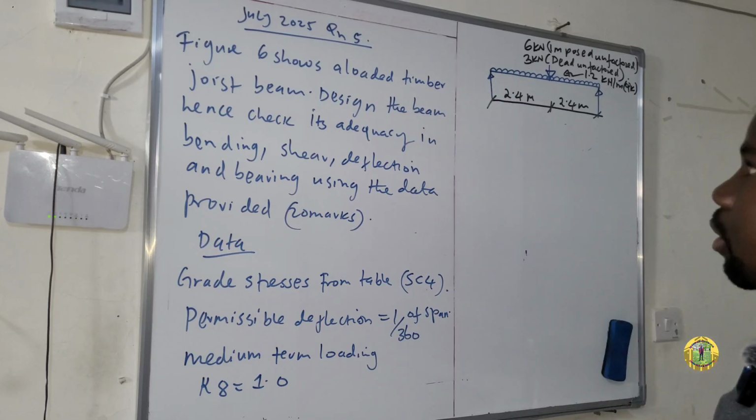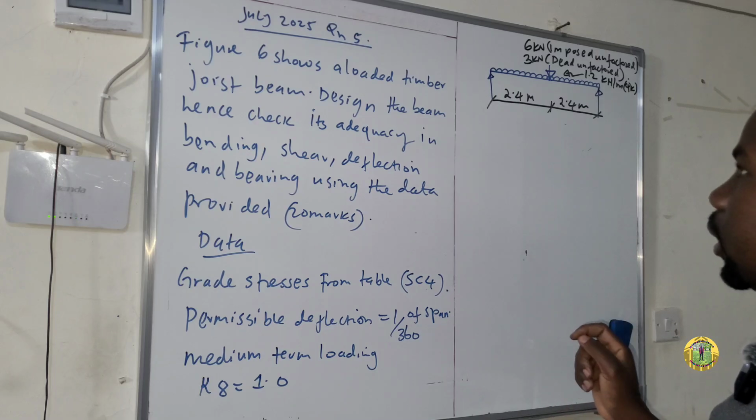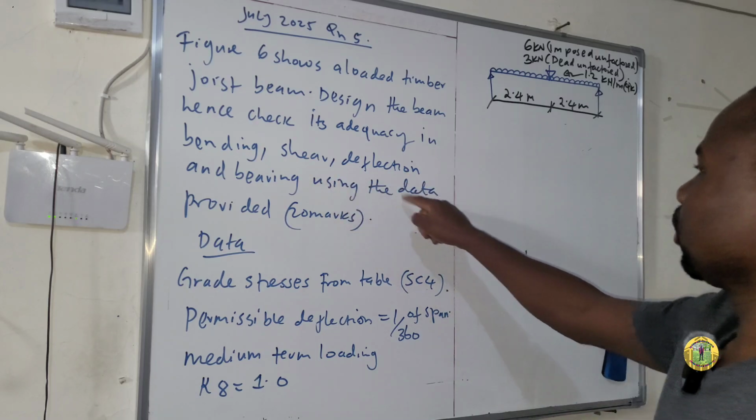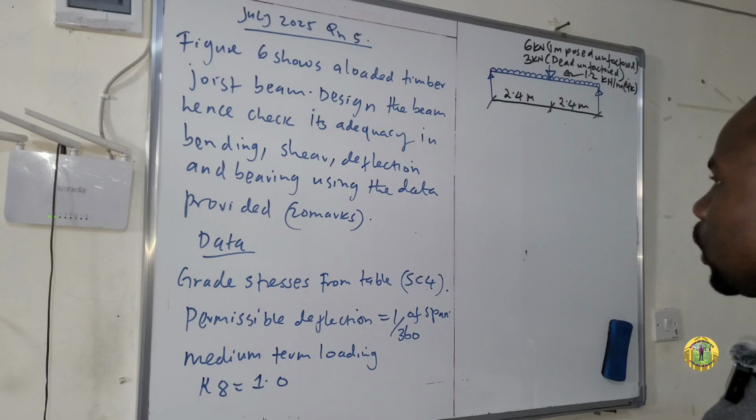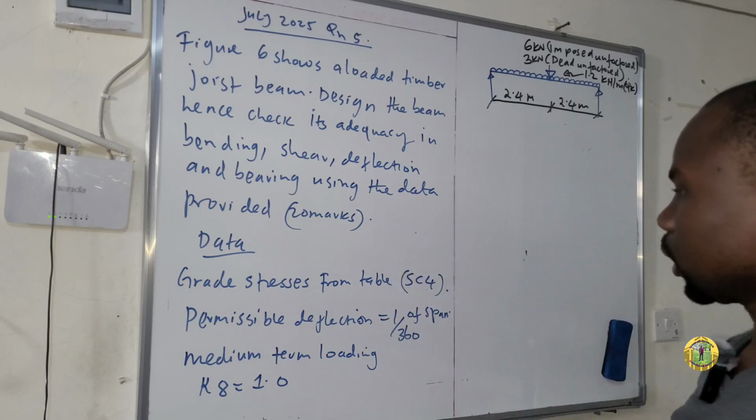And it reads, Figure 6 shows a loaded timber joist beam. Design the beam, hence check its adequacy in bending, shear, deflection, and the bearing using the data provided. So the question is 20 marks. So these are the data.